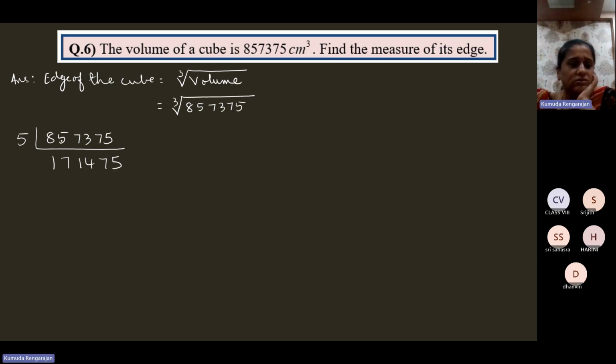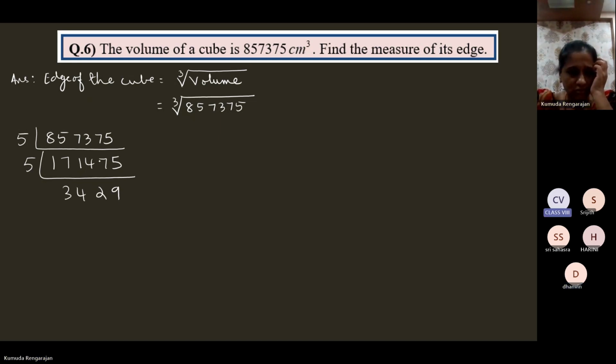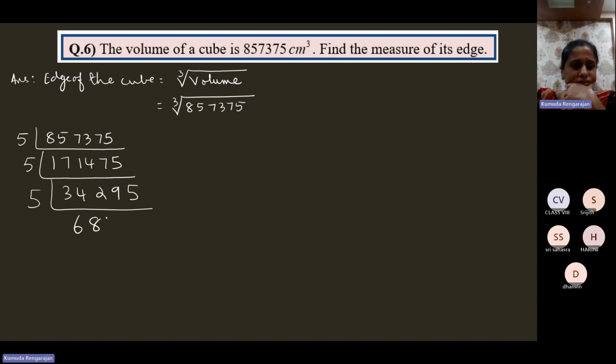So 5 ones are 5, 3 remains; 7 threes are 21... 7 fives are 35, 1, 2 remains; 4 fives are 20, 3 remains; 7 fives are 35... 2 remains. Yeah, correct. 1, 7, 1, 4, 2, 5. Ma'am, after that 34295. 3, 4, 2, 9. Okay. 5 threes, 2 remains, 1 remains, 2, 4 remains. 3, 4, 2, 9, 5. Yes, ma'am. Yeah, 2, 5. Then, ma'am, then 6859. 6, 8, 5, 9. Okay.